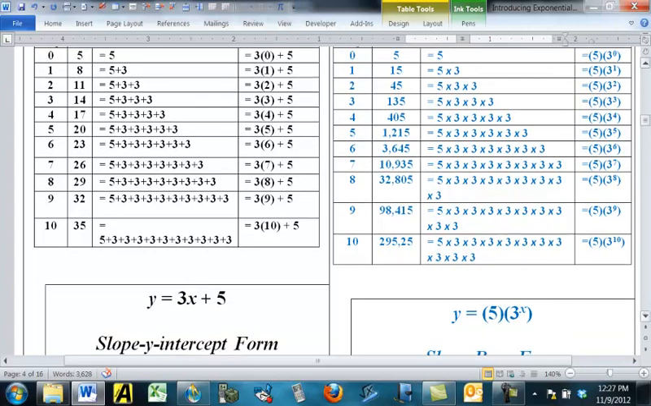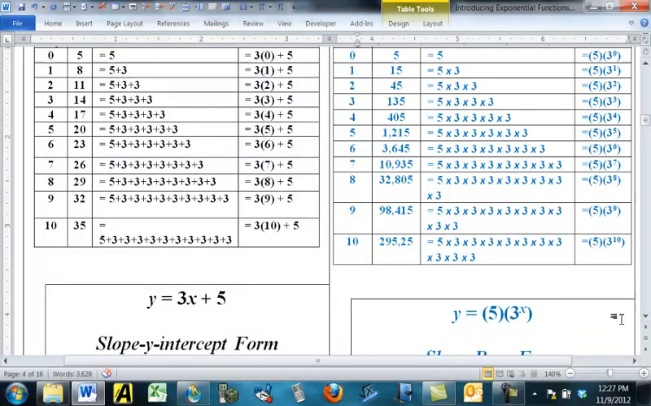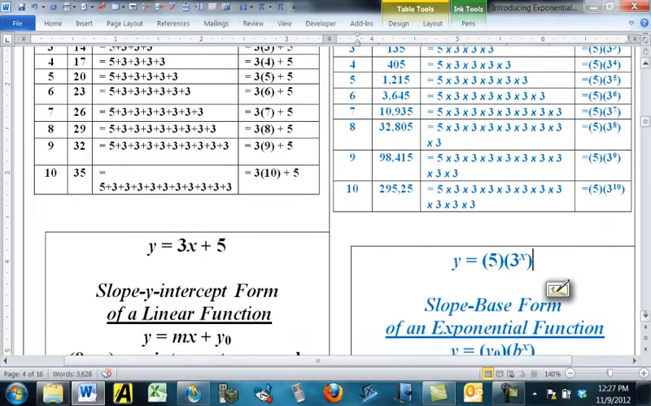So this allows us to come up with a formula. y equals 3x plus 5 on the left. Notice that whatever's in parentheses is the x, so that's just y equals 3x plus 5. And on the right, it's always y equals 5 times 3 to the x power. The x is the exponent. By the way, that's why we call these exponential functions: the exponent is the variable.